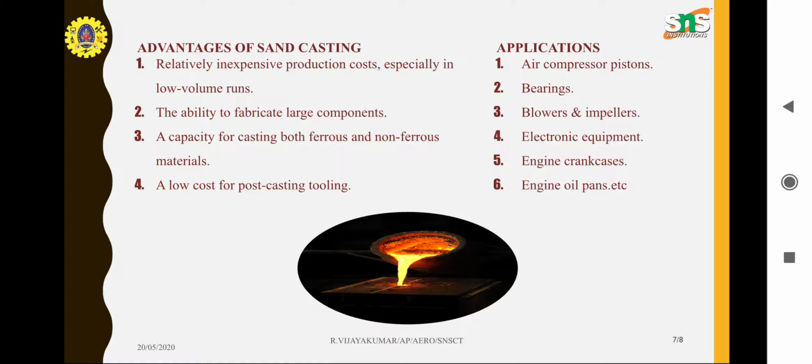You can see the ability to fabricate large components, and the capacity, as we discussed, for both ferrous and non-ferrous materials to be made. The cost of production is very low. Now, the applications: where sand casting is applied and largely used. The first ones are air compressor pistons, bearings, blowers and impellers, electronic equipment, engine crankcases, engine oil pans, etc. These are very large areas where the sand casting process is involved.